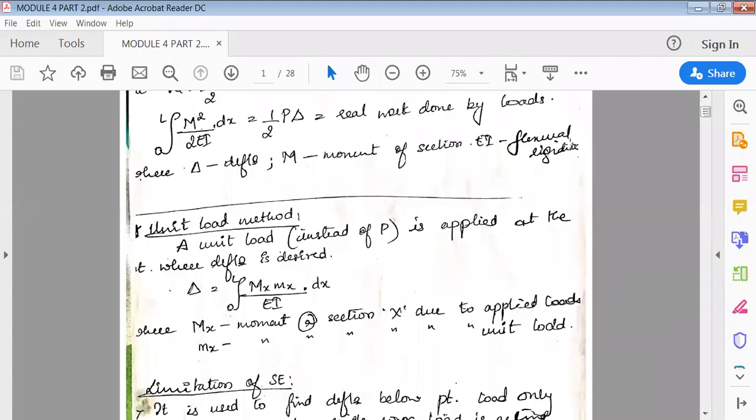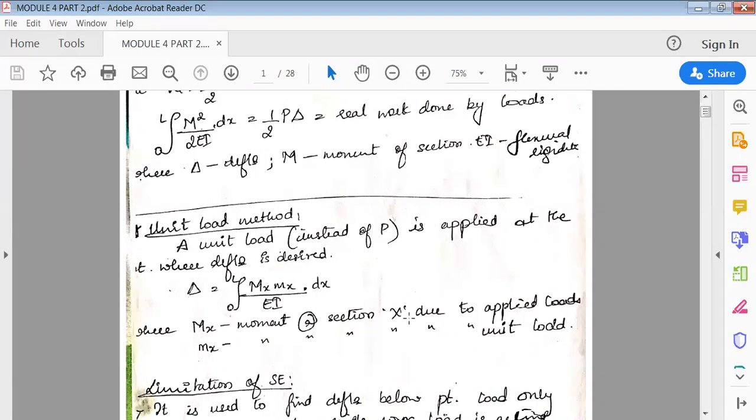Hello everyone. The last method in this module is the unit load method. In this method, we apply a unit load, as the name itself says. Unit means one: a 1 kilonewton load will replace the external load P, and we'll find the deflection.